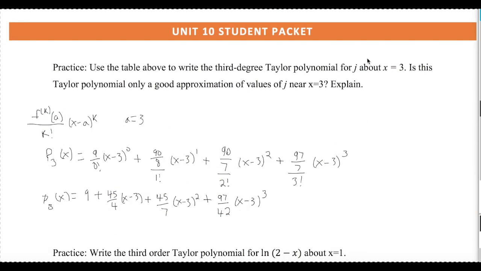Come back down over here. Make sure we did all that right. We did the third degree Taylor polynomial for j at x equals 3. And is this a good approximation only for the values of j near 3? Remember, one of the great things about Taylor polynomials is they will be pretty good approximations for things not just near 3. So the answer here is no, in fact. For the general function j, it works kind of all along.